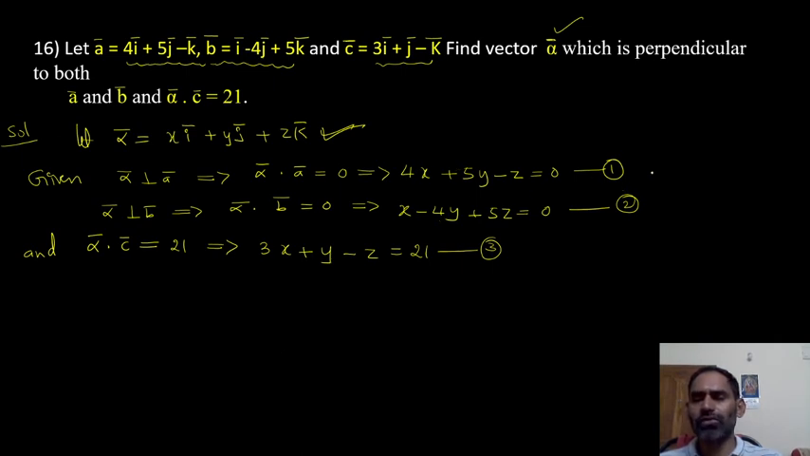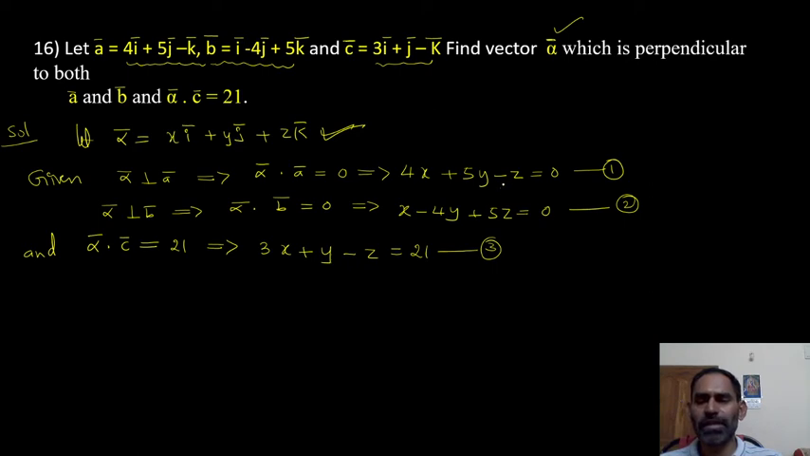From 1 and 2, we will get equation number 4. From 2 and 3, we will get equation number 5 by eliminating z. After solving 4 and 5, we will get x and y. The x and y values we substitute in either equation 1 or 2 or 3, then you will get z also. So the process is, first, from 1 and 2, eliminating z. So how to eliminate here?